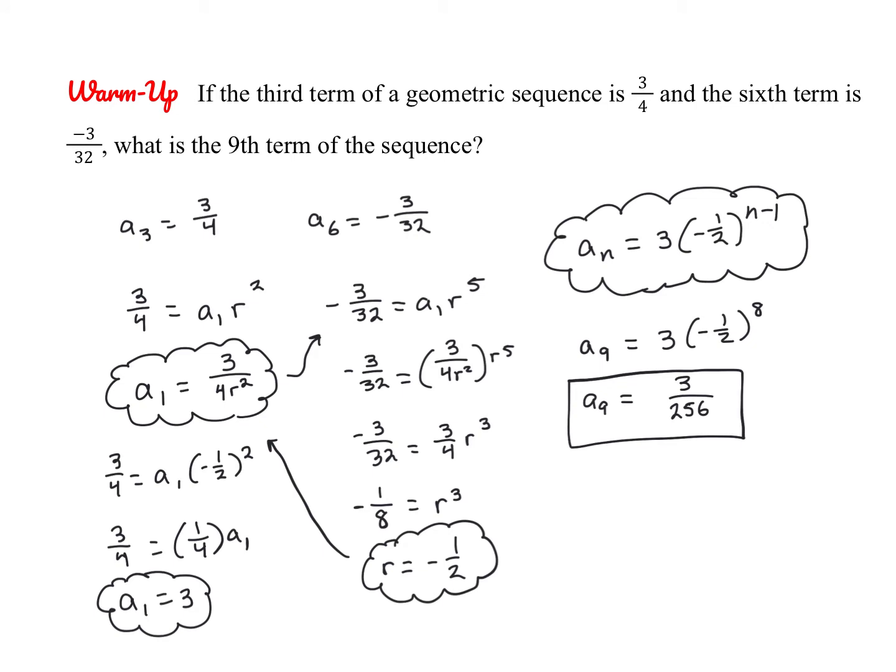Alright, so here we know that the third term, a sub 3, is 3 over 4, and a sub 6 is negative 3 over 32. So you can create a system of two equations, which you can see right here, and we can use substitution to help us first solve for r and then a sub 1. Here's our explicit rule, 3 times negative 1/2 to the power of n minus 1, and we can use that to help us find our ninth term, which should be 3 over 256.